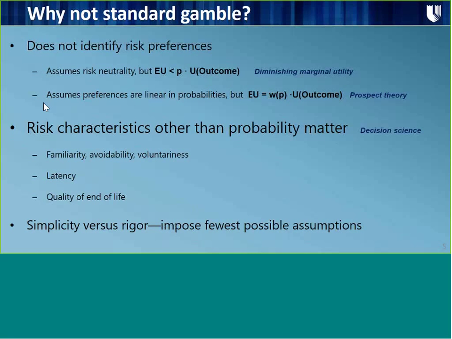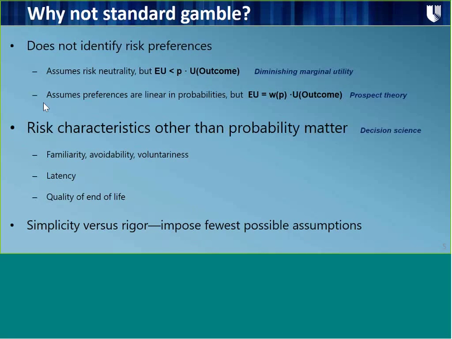So it assumes also that preferences are linear in probabilities, but it turns out, and we learned from what's called prospect theory, which was one of the foundations of what is now called behavioral economics, that in fact expected utility involves weighting probabilities, and I'll show you an example of that.